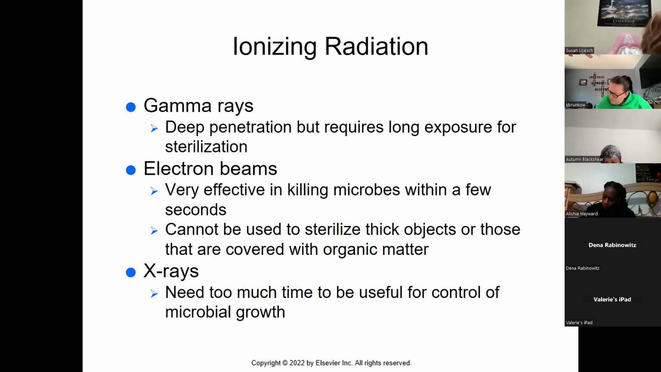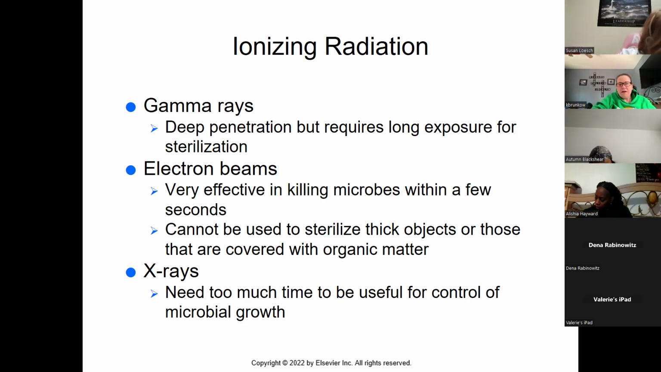They can even be used for surface sterilization, gloves, syringes, suture material are all typically sterilized using the electron beam. I learned something new there. See, did you, how many of you guys knew that? All right, well, I'm willing to admit I just learned that.